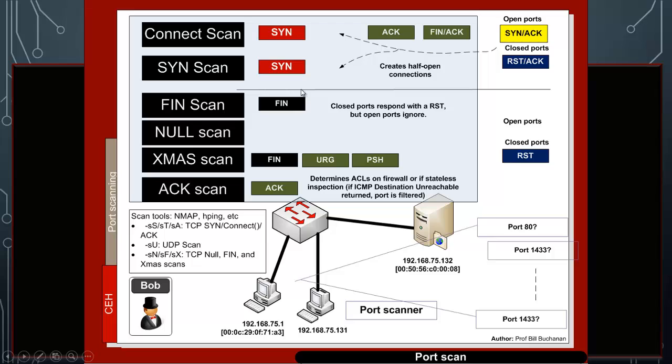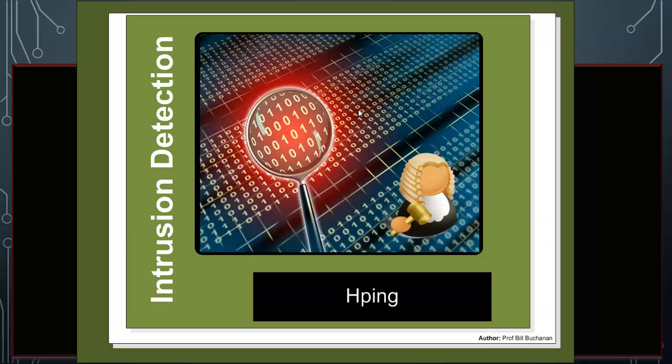Okay, so these are a few different examples of the types of scans that we actually get. UDP scan is -sU, and so on. Another tool that we can use, and we need to be very careful about, is hping, and hping allows us to craft our data packets.